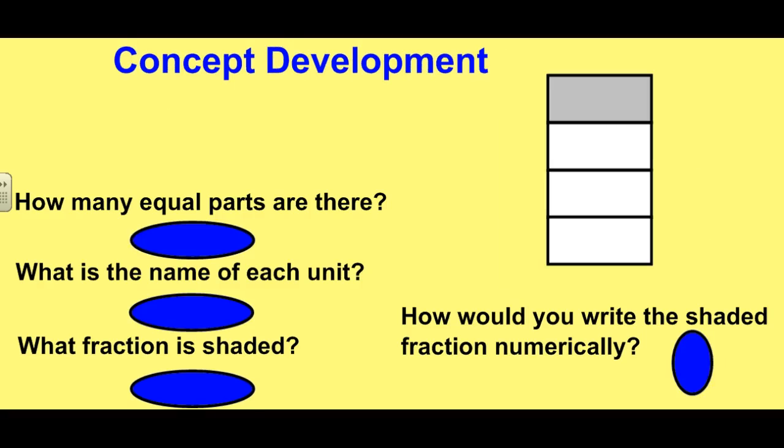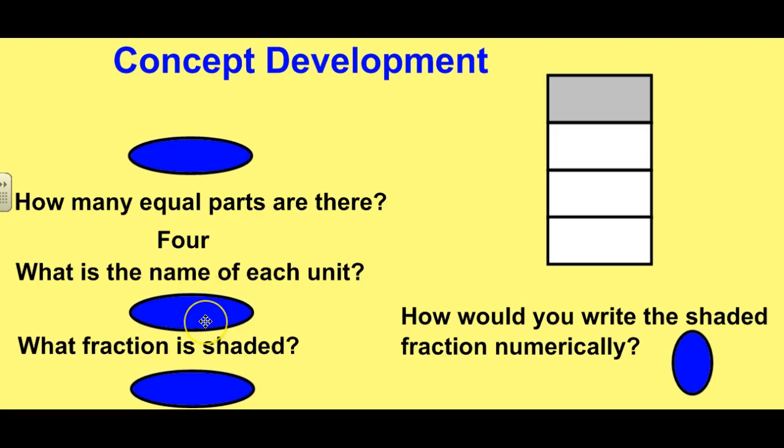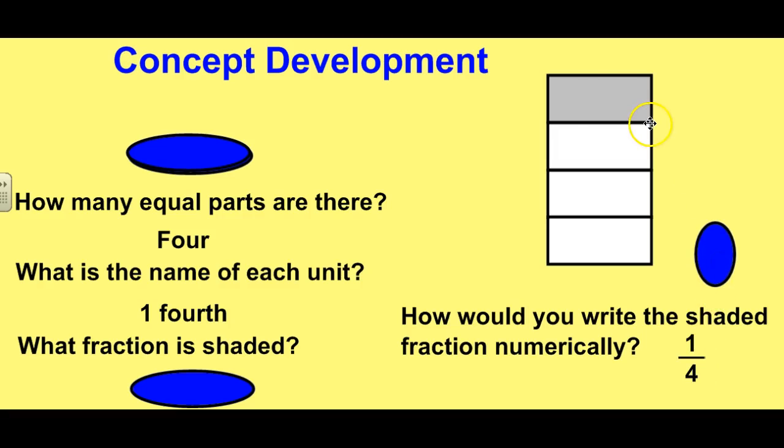Okay, we're going to do the same thing on this page. Tell me how many equal parts there are, what is the name of each unit, and then write down the fraction that is shaded, using numbers again. So there are 4 equal parts. Each part is 1/4, and the fraction that is shaded is 1/4 because there's 1 part shaded and there are 4 parts altogether.